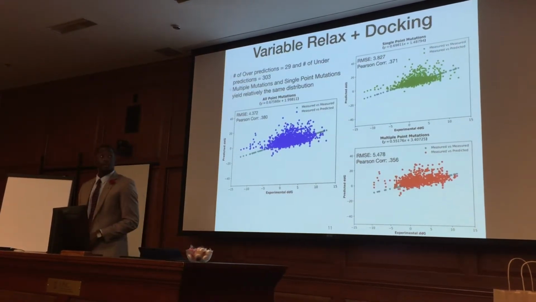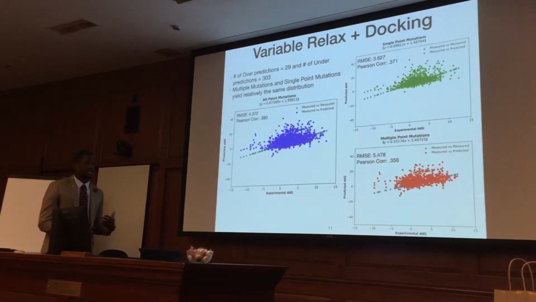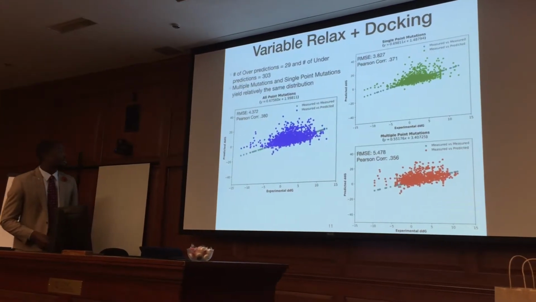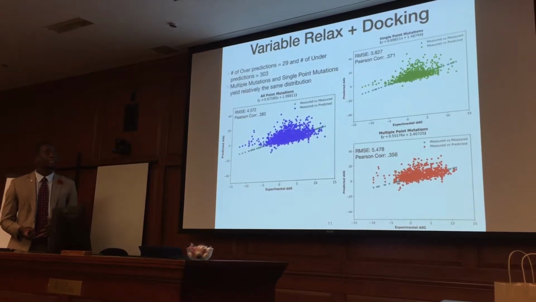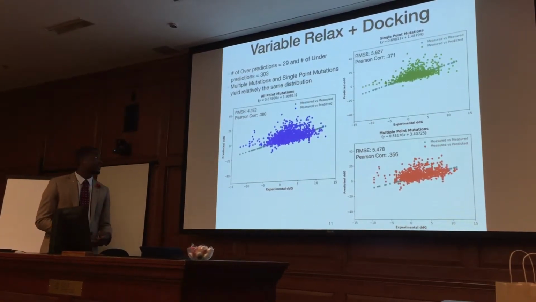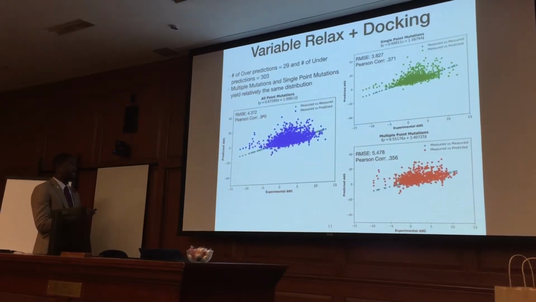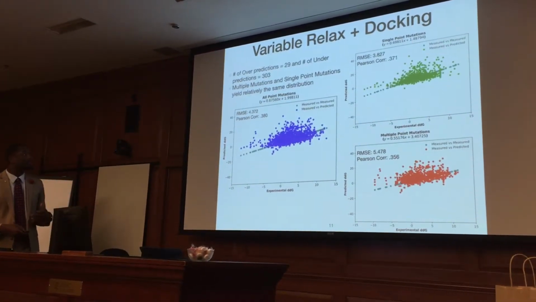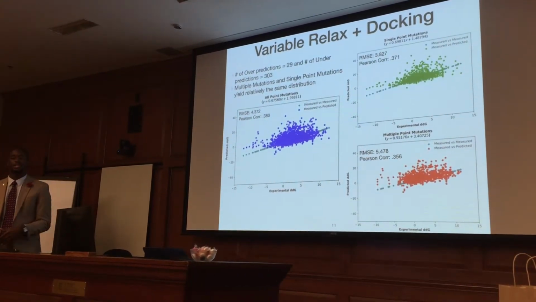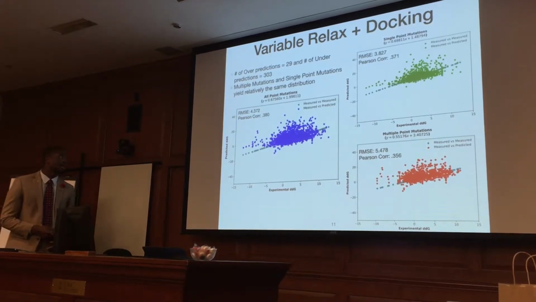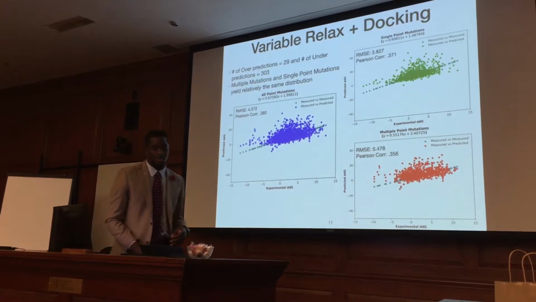So we also simulated the variable relaxed protocol with this docking step. When we did that, we saw that compared to the distance constraints run, it did vastly better. For all point mutations, we had a Pearson correlation of about 0.38. When we looked at single point mutations compared to multiple point mutations, they were really closely correlated. So this protocol was better than the variable distance constraints run.